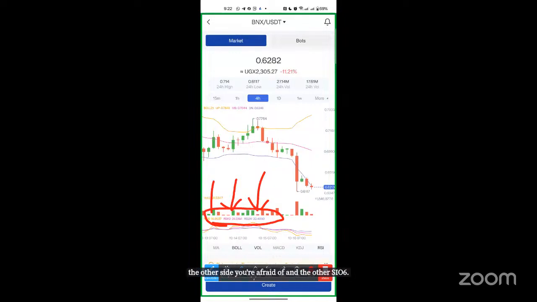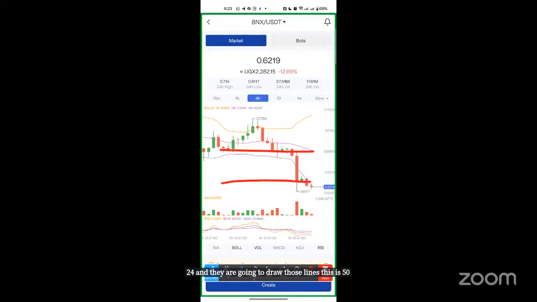And on them, they give you parameters: the RSI of 24 is at 33, the RSI of 12 is at 24. And they are going to draw those lines. This is 50, this is 20, that is 80, and this is 100, this is 0.